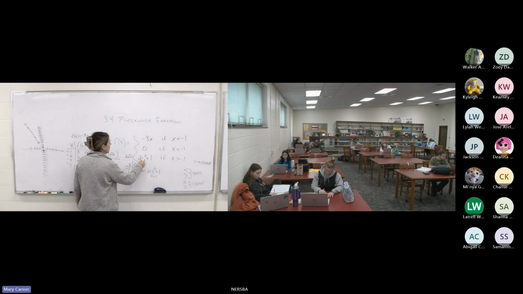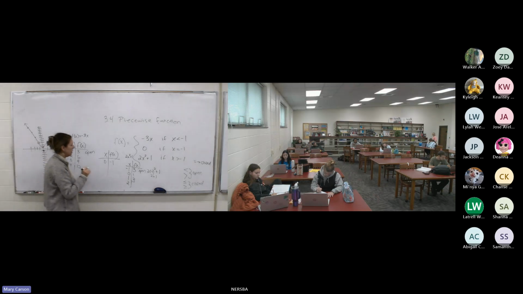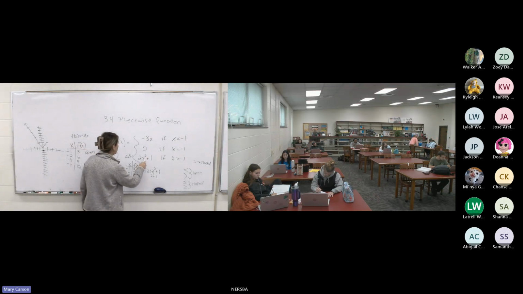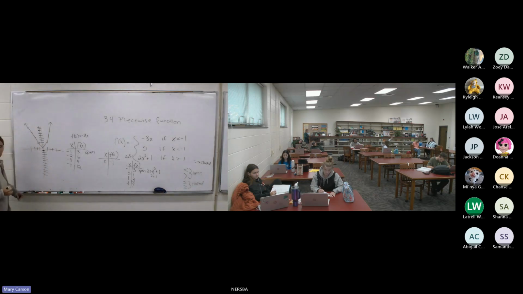Plug in 1, 1 squared is 1, 1 times 2 is 2, plus 1 is 3. 1, 3, we're going back up, y'all see it? Going back up, we're curving, so it looks like this, part of my quadratic. And then the last one, 2 squared is 4, 4 times 2 is 8, 8 plus 1 is 9. 2, 9. Here, like that.